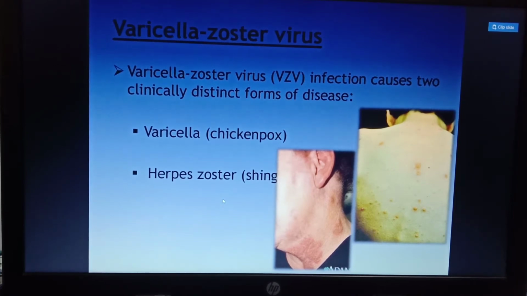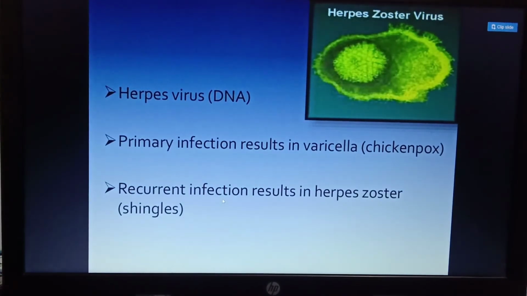The difference is that chicken pox occurs in blister form, whereas zoster occurs like a rash. These are two different conditions, and the infection can occur at the same time. We have already discussed that it is a DNA virus. The primary infection is varicella, chicken pox. Primary infection means the person is first attacked with chicken pox, and later, in recurrent infection, the virus spreads as herpes zoster, also called shingles.